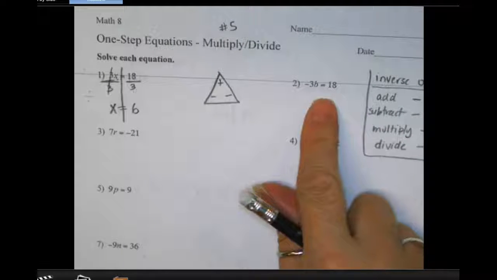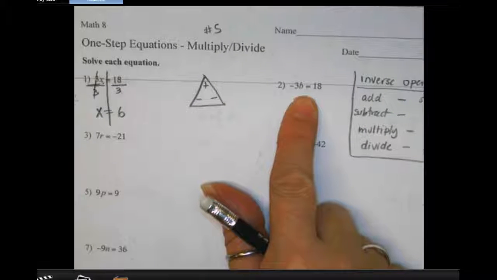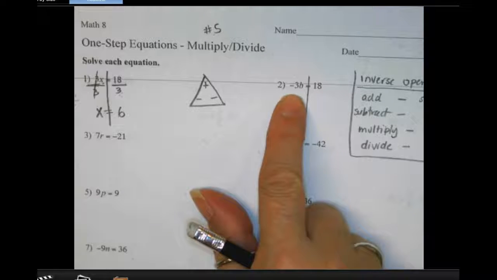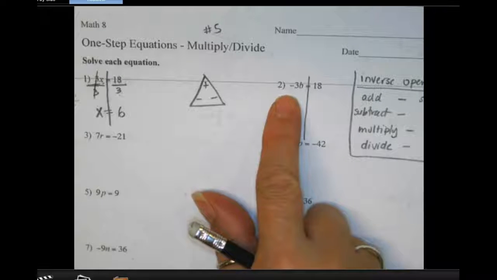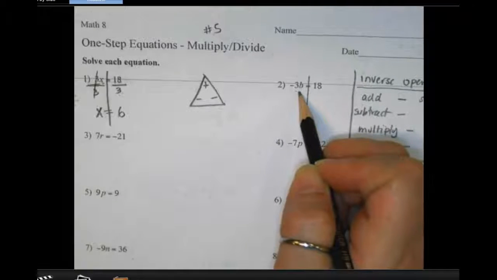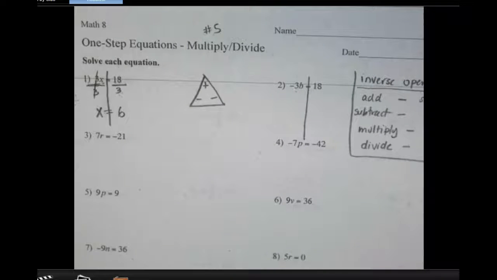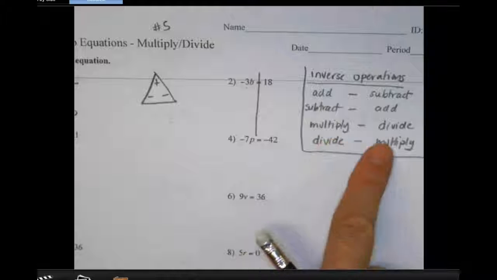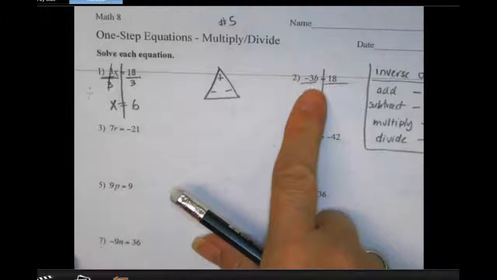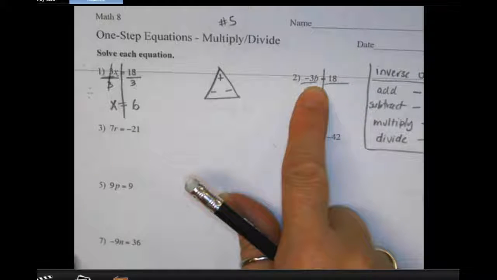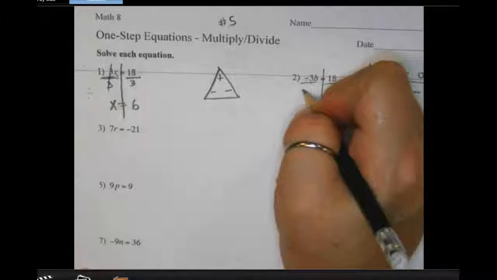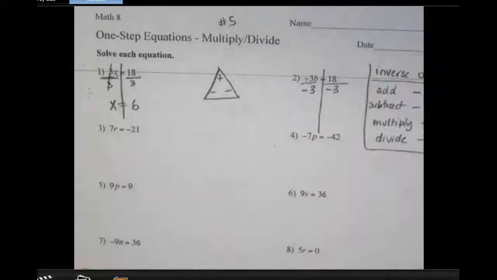Let's do number 2 here, and I'll use this triangle for that one. Okay, so I'm going to draw my line, keep my scale balanced, right? This says negative 3b, negative 3 times b, is equal to 18. So I'm going to have to do the inverse. What is my inverse of multiplication again? Inverse of multiplication is divide, so I'm going to divide both sides by the coefficient of b. What is in front of b then? -3. Okay, make sure you look at this negative here. And I'm going to divide both sides by -3.